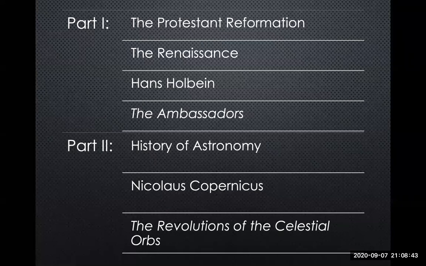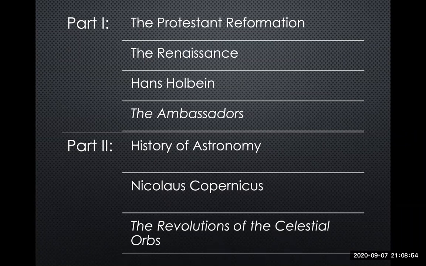After that, in part 2, we will look a little bit at the history of astronomy. Then we will focus in on Nicholas Copernicus, looking at the way that he changed, as I mentioned at the beginning, our very understanding of the cosmos, our understanding of the universe. Then finally, we'll look at his great work, The Revolutions of the Celestial Orbs, and really just highlight a few of the key ideas, a few of the main ideas that I really think you should come away with. Okay, let's go ahead and let's get into it.